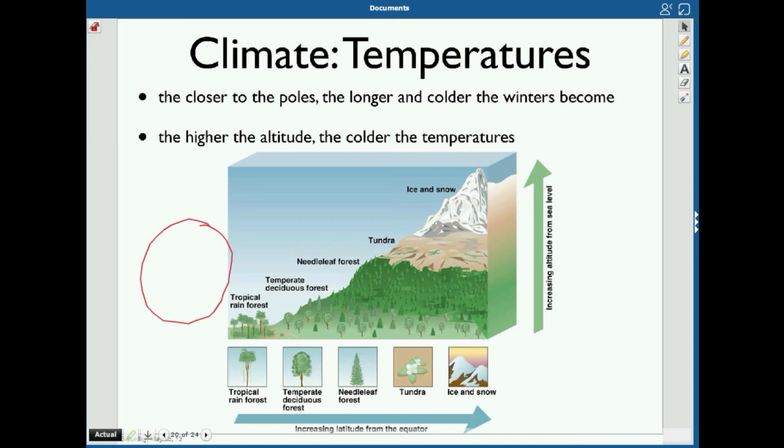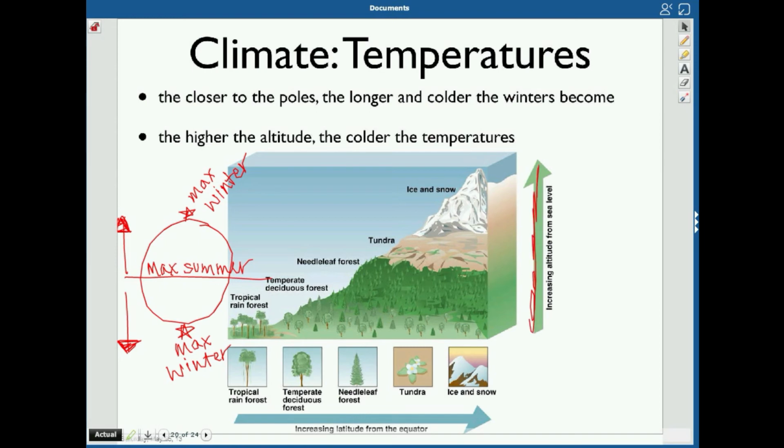Okay, so if this is Earth, here and here, you've got like max winter, basically, right? And here, the equator, you've basically got like max summer. So this is going to increase your latitude, and this is going to increase your latitude. So as your latitude increases, it's going to be colder, right? Same with altitude, which is the picture we have here. The higher up you get on a mountain, or the farther you get from sea level, the colder it's going to be.